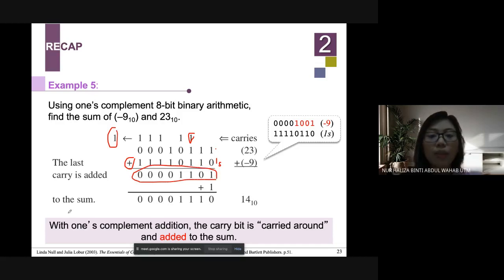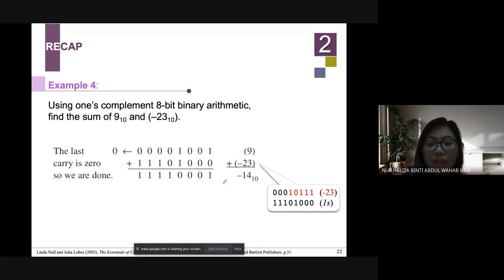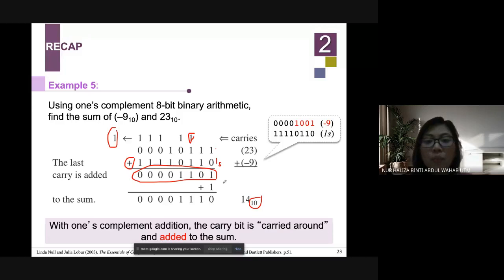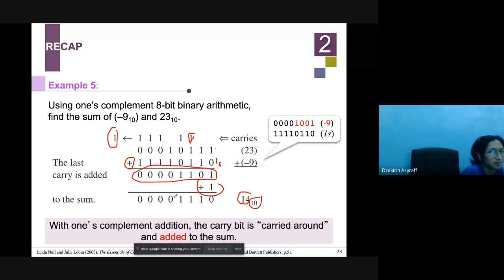But for the sum, you're going to change it to base 10. The answer over here is similar. So you're going to see that you need to plus 1 back to convert it back to the exact answer for decimal. So you will get 0, 1, 1, 1.